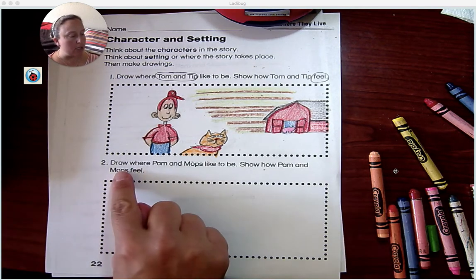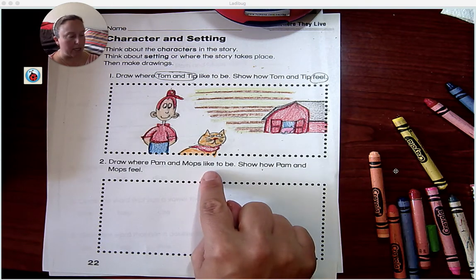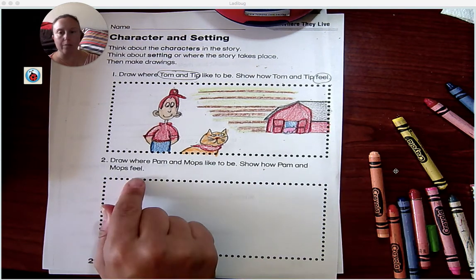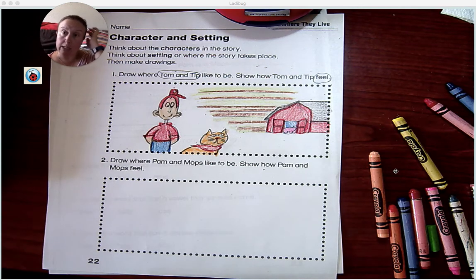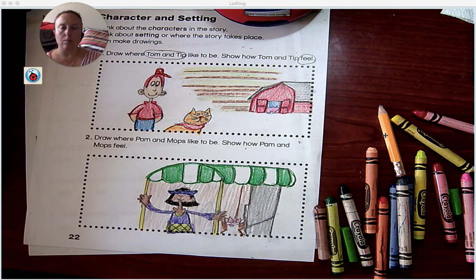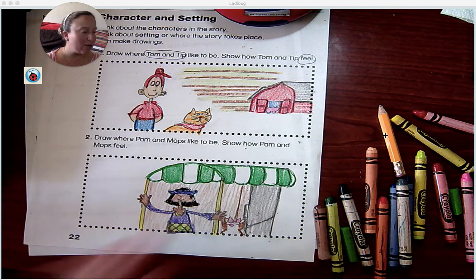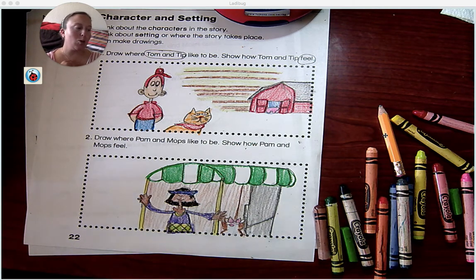So number 2 asks us to draw where Pam and Mops like to be. Show how Pam and Mops feel. So remember, if you need to be reminded about Pam and Mops, you can also go back in the video and find a page where we learned about Pam and Mops, and then you can draw from there. See you in a moment. Okay, so here we have Pam and Mops, and they're standing outside of their expensive hotel or restaurant. I'm not sure where it was, but you can see how they feel in their location. So if you remember, though, if they traded places, their feelings changed drastically, didn't they?